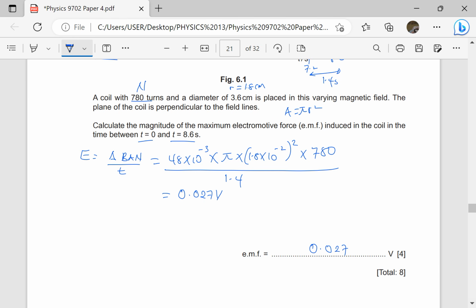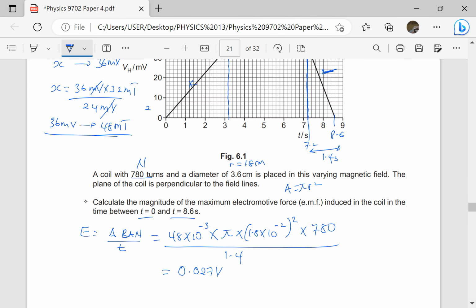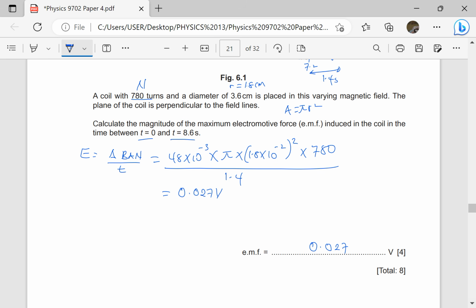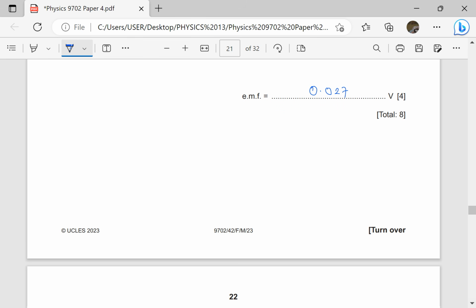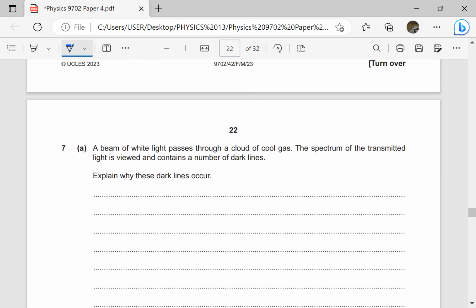So my answer here is 0.027. The hardest part is to get the 48 times 10 power negative 3. The rest people are familiar with. You must have watched a topic called magnetic fields and electromagnetic induction, and that's when you must have gained confidence to answer such questions. Okay, that is the end of that.